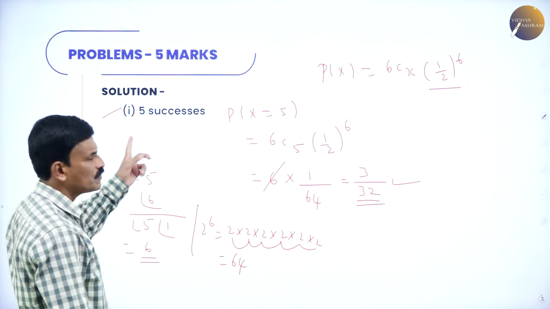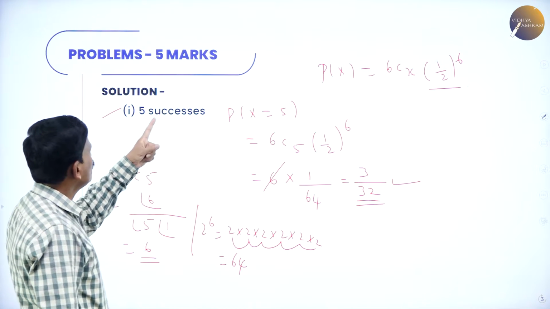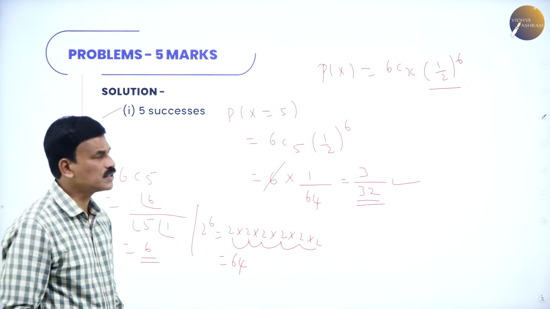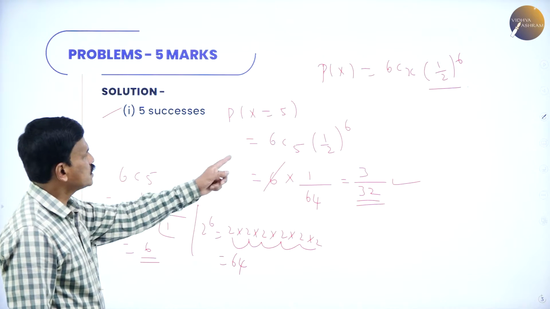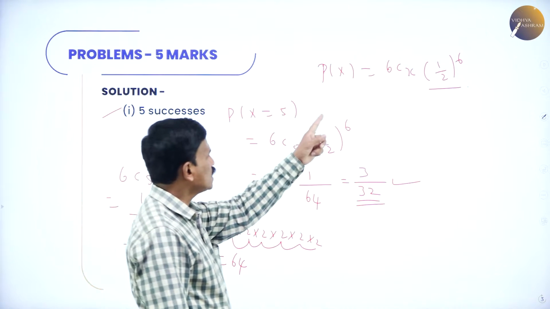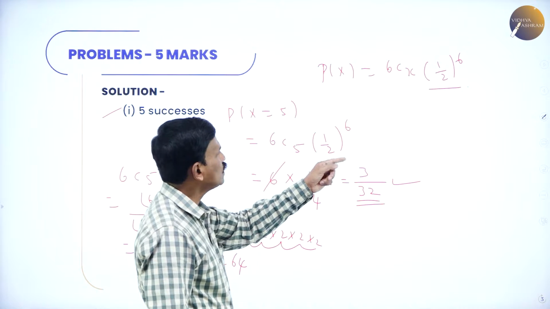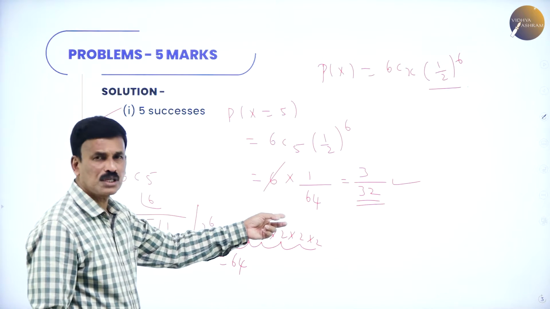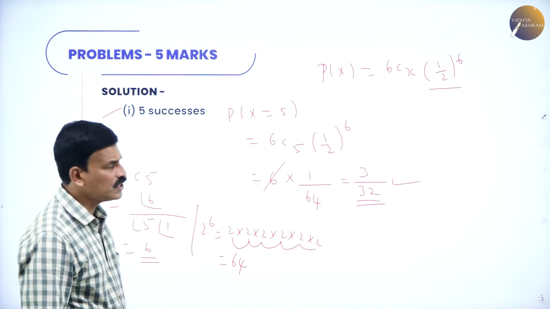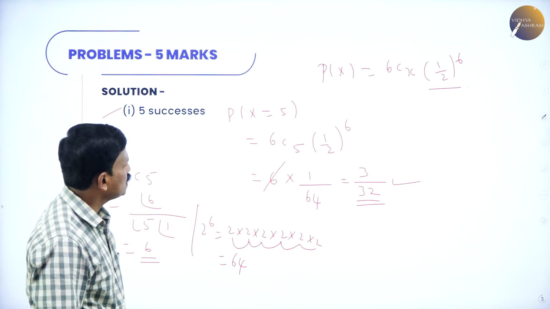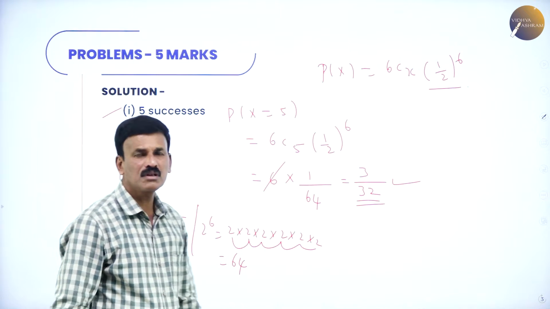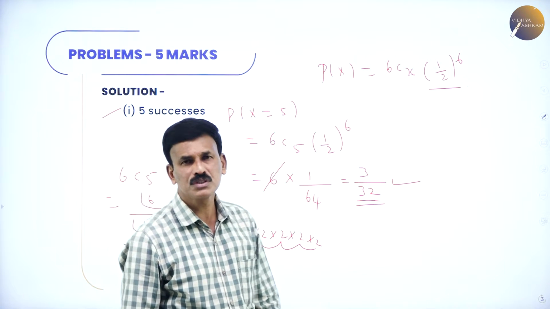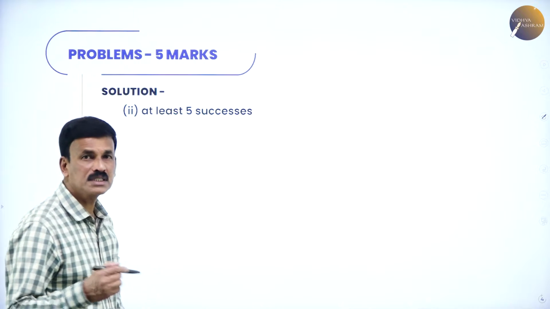So let us recap the first case. The probability of 5 successes is given by P(x = 5), that is 6C5 into (1/2)^6. 6C5 is 6, and (1/2)^6 is 1 by 64. That is equal to 3 divided by 32. The first answer is 3 by 32. Hope you followed. Okay.